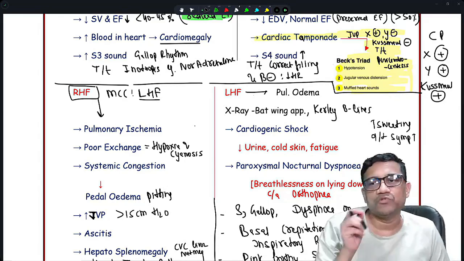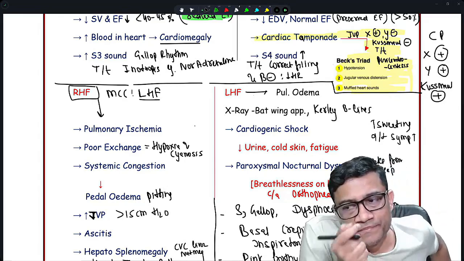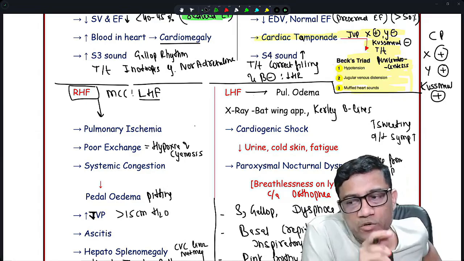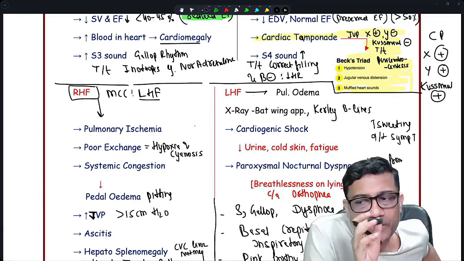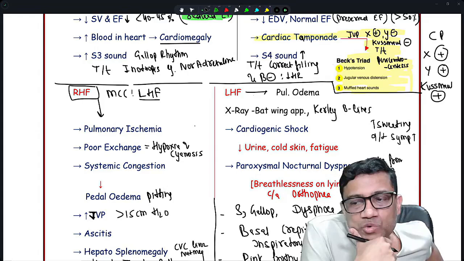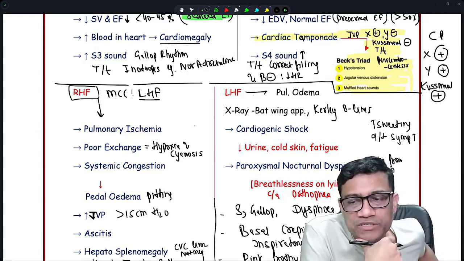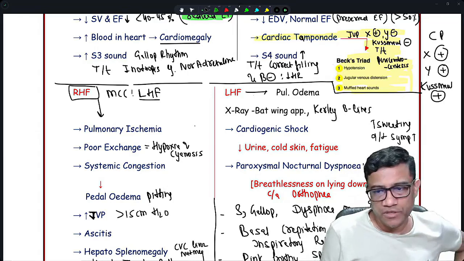So remember, if Kussmaul is positive, suspect CP, and also X and Y positive. All three are positive: X, Y, K. All three positive means CP. And if there is only X, no Y, no Kussmaul, it is tamponade. And tamponade has what positive? Beck's triad is positive.